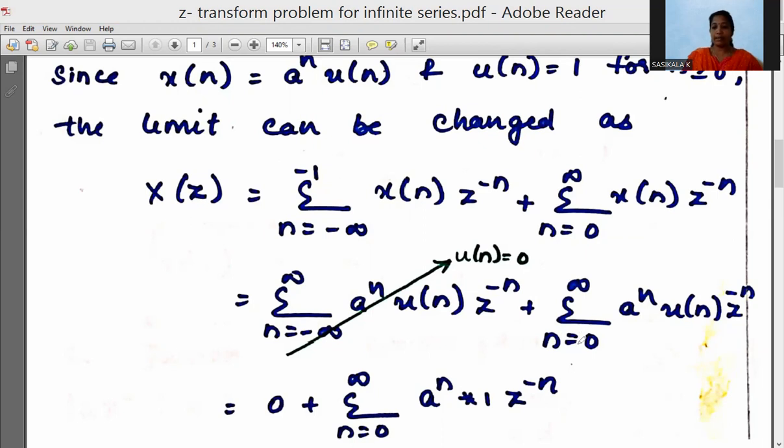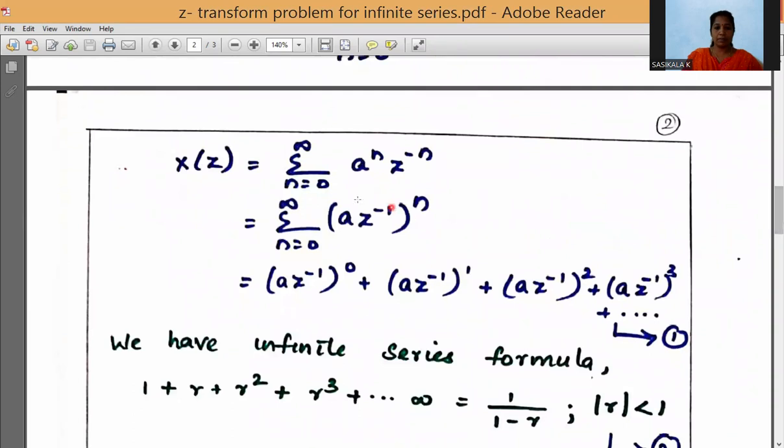The second term is summation n varies from 0 to infinity, a power n into, and u of n is equal to 1 for n greater than or equal to 0. That is, from n equal to 0 to infinity, u of n is equal to 1. So that's why I have substituted u of n equal to 1, Z power minus n. Now X of Z is equal to summation n varies from 0 to infinity, a power n Z power minus n. Listen, I have taken this power n outside. So here I will be getting a and here I am getting Z power minus 1.